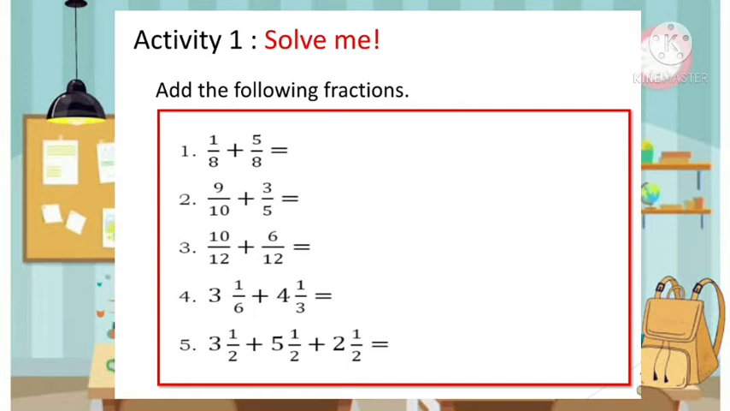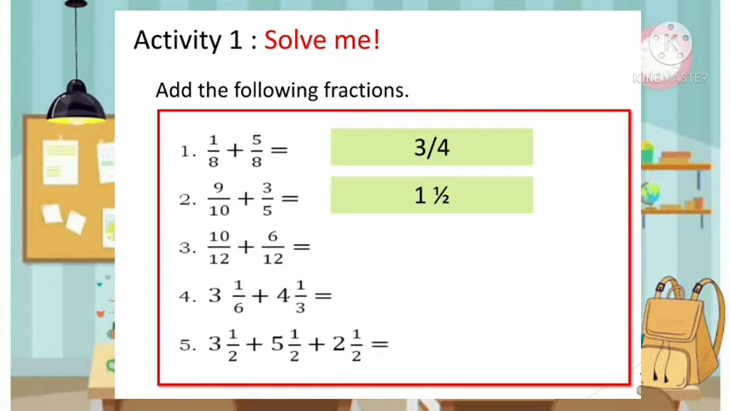Activity 1, solve me. Add the following fractions. Number 1, 1/8 plus 5/8 equals. What is your answer? Yes, correct. It is 3/4. Now, number 2, 9/10 plus 3/5 equals. What's your answer? Yes, it is 1 1/2.